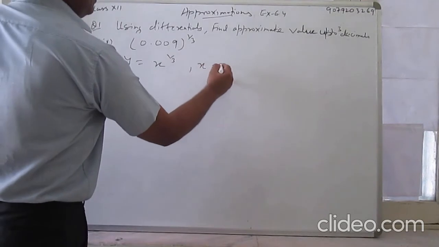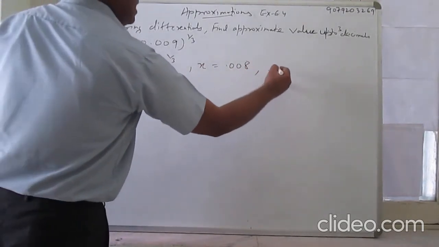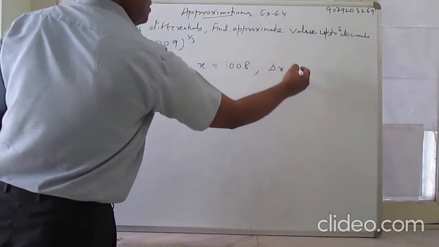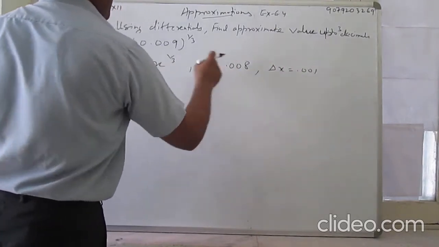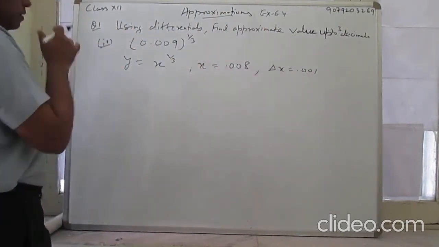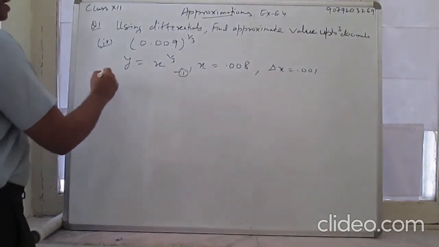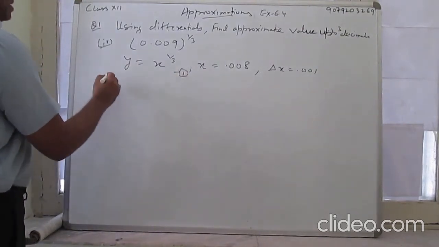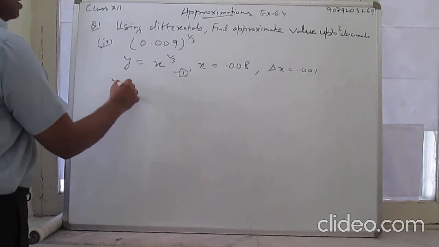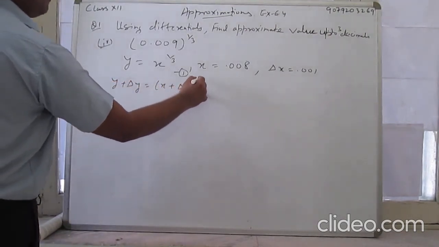Now x is equal to 0.008. This and delta x you can take 0.001. If you add it, you will get this. Delta x is very small. Now, this is equation 1. Add delta y here and delta x here. You will get y plus delta y is equal to x plus delta x to the power 1 by 3.